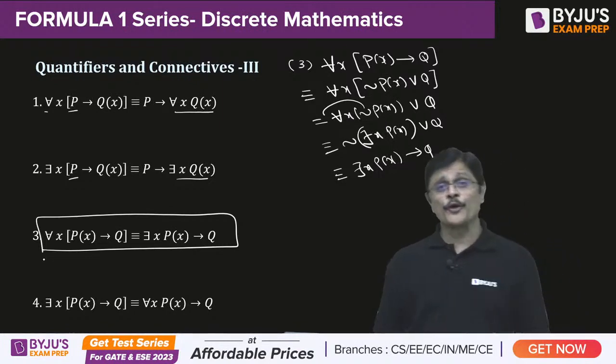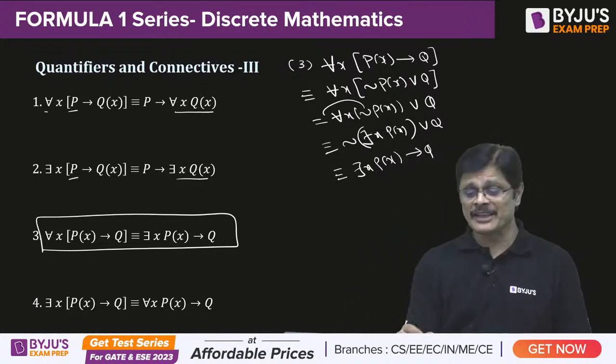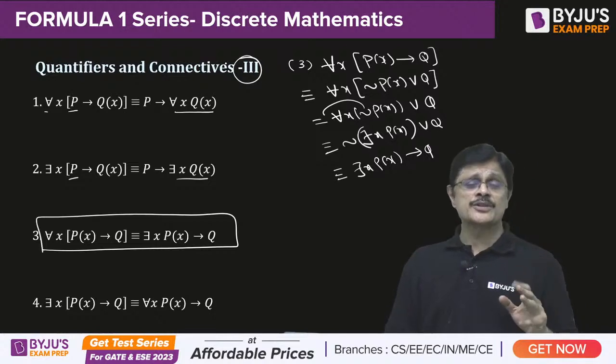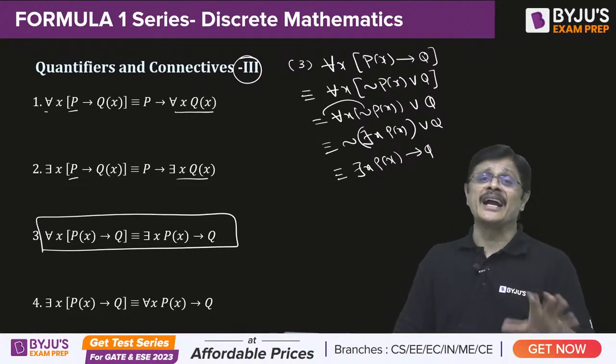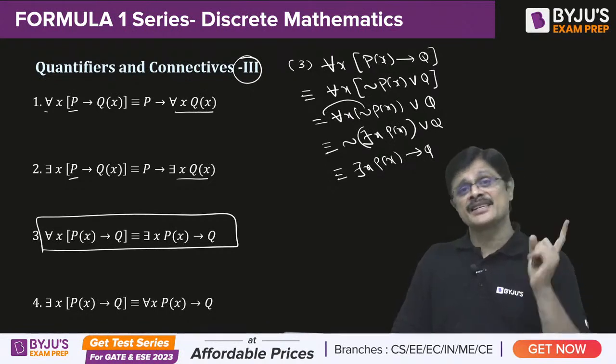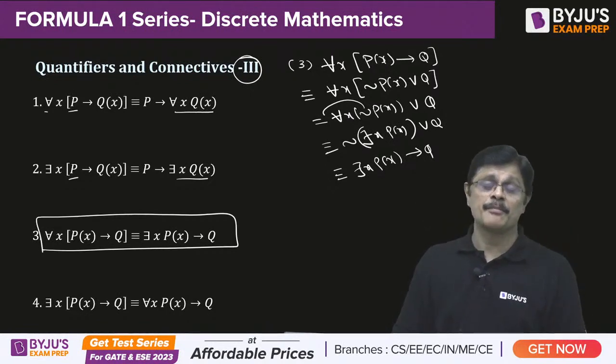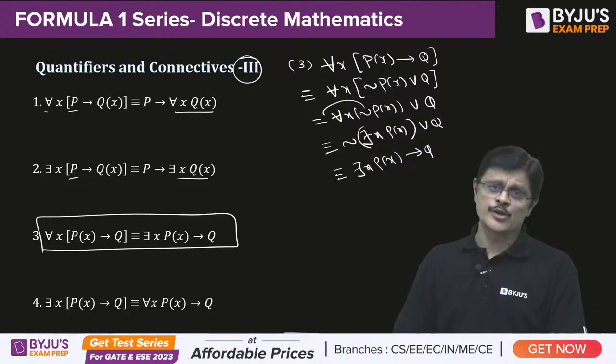So these are the 4 important results, my dear friends. In total I gave 3 parts, quantifiers and connectives. These 3 parts were asked in GATE very regularly, standard results. Many times they ask these results directly in the examination, sir. Practice them. Okay? I also told you how to remember them.